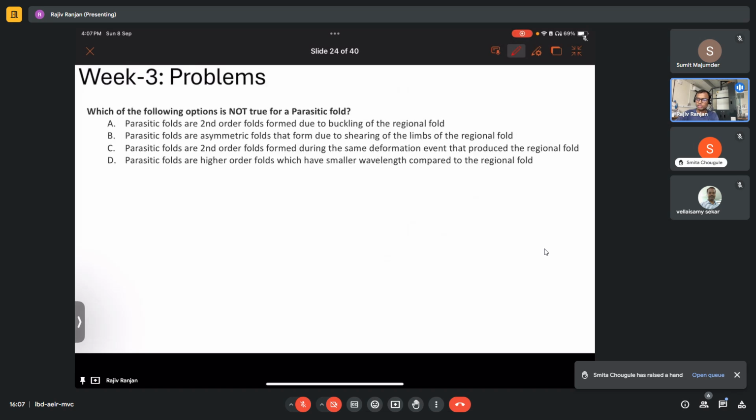Okay, now comes an interesting one. Which of the following options is not true for a parasitic fold? I hope you all know parasitic fold. Option A, parasitic folds are second order folds formed due to buckling of the regional fold. Parasitic folds are asymmetric folds that form due to shearing of the limbs of the regional fold. Parasitic folds are second order folds formed during the same deformation event that produced the regional fold. Parasitic folds are higher order folds which have smaller wavelength compared to the regional wavelength.